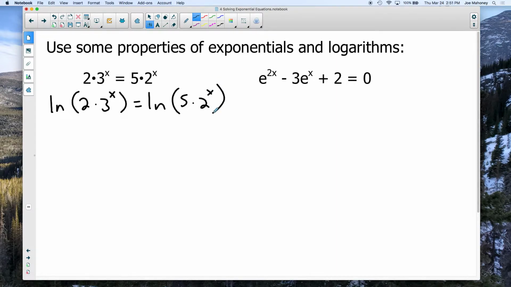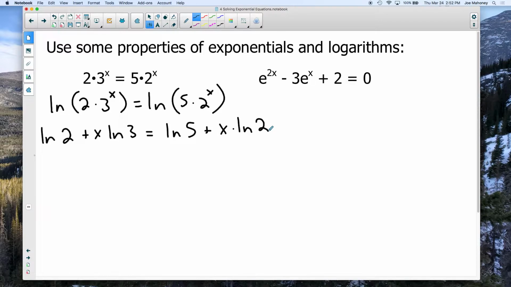Now check this out. I'm going to do some expansion of my logarithms. I'm multiplying 2 values together and taking their natural log. So this is the same as doing the natural log of 2 plus the natural log of 3 to the x. And I'm even going to go one step further. Let's bring that exponent down and do x times natural log 3. And on the right side, we'll do the same thing. We're going to get the natural log of 5 plus, and you guessed it, I'm going to bring that x down, x times the natural log of 2.